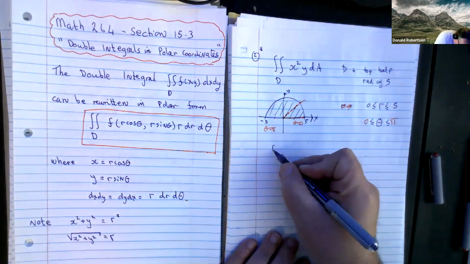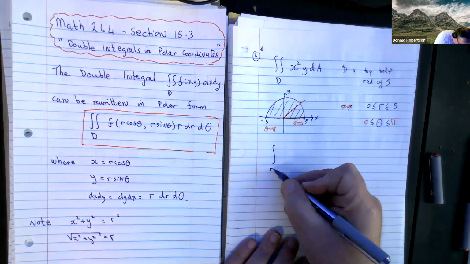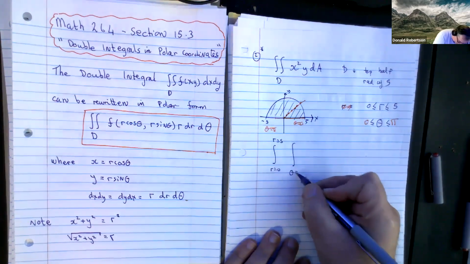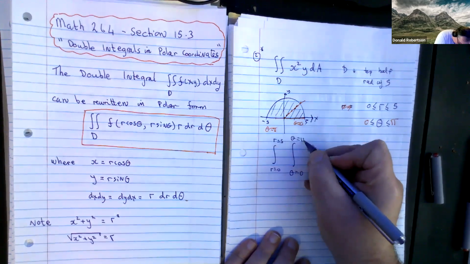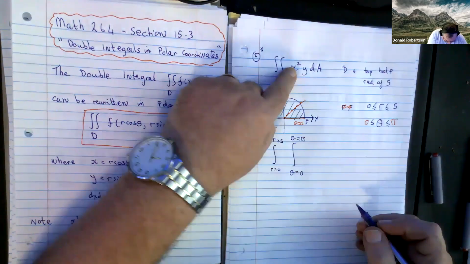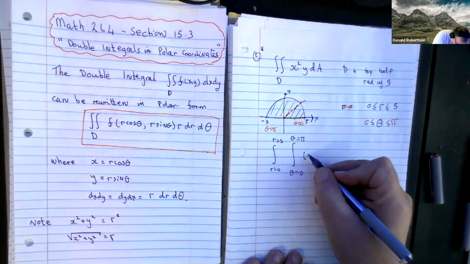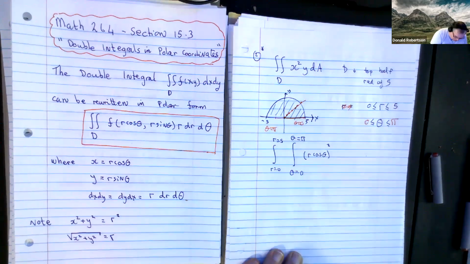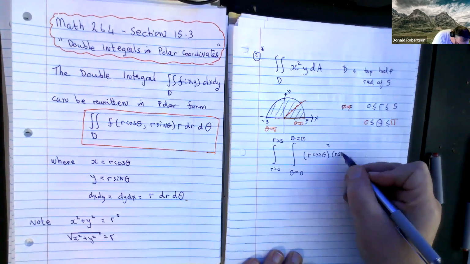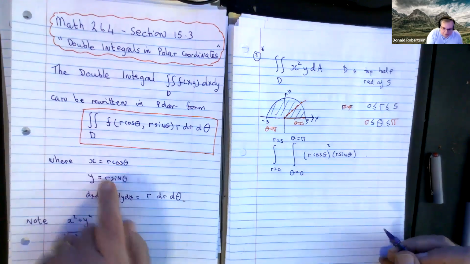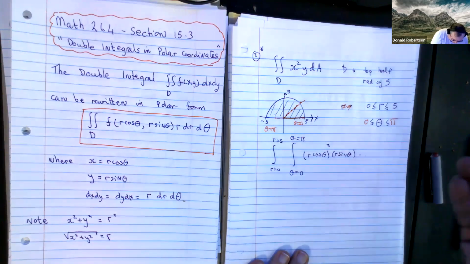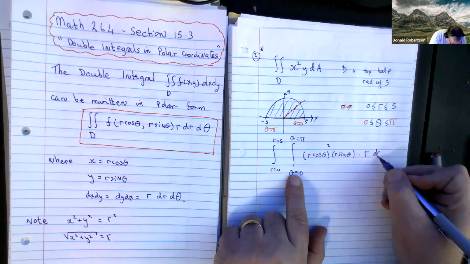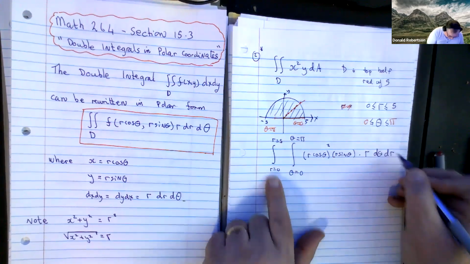So our new guy is going to be the integral from r equals 0 to r equals 5, and theta equals 0 to theta equals pi. Our function was x squared y dA. X is r cos theta, so x squared is that guy. Y is r sin theta, right, from here and here. And then the dA, which is essentially dx dy, gets replaced by that extra r. And in the way I'm doing this, it looks like it's a theta first, and then it's an r second.